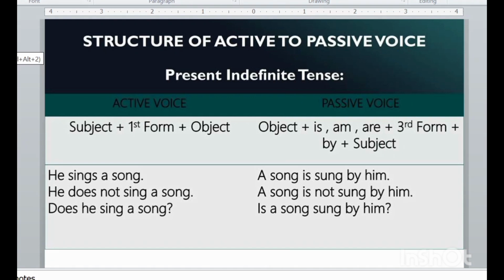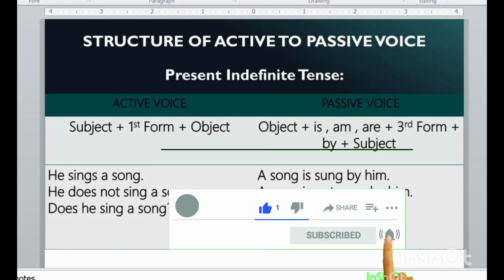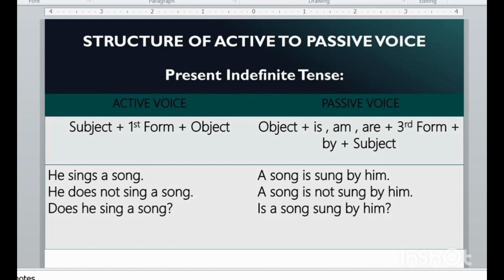Dear students, today we are going to discuss a very interesting topic, that is the structure of active to passive voice of all kinds of tenses. First of all, we will see what the structures of active and passive voice of present indefinite tense are.